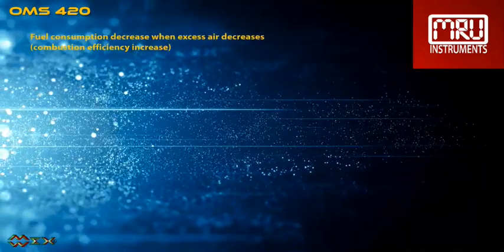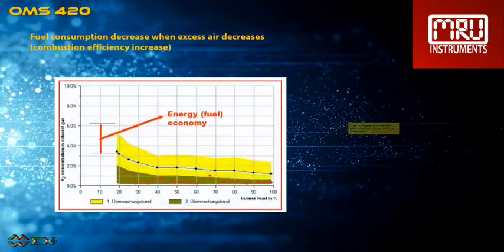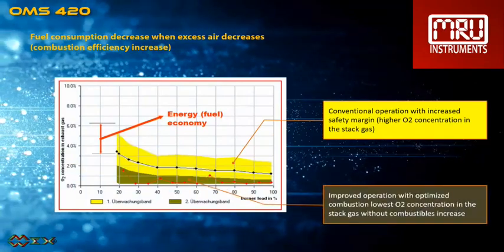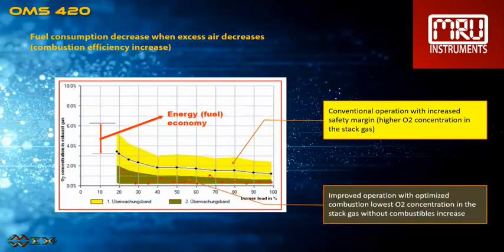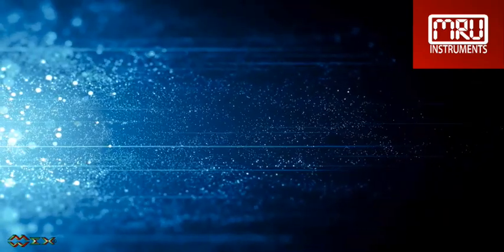Fuel consumption decreases when excess air decreases. In a conventional operation, a safety margin is added, higher O2 concentration in the stack gas. The O2 can be lowered when the combustibles are monitored as well, achieving better efficiency and therefore less fuel consumption.